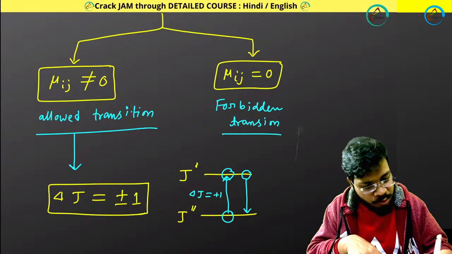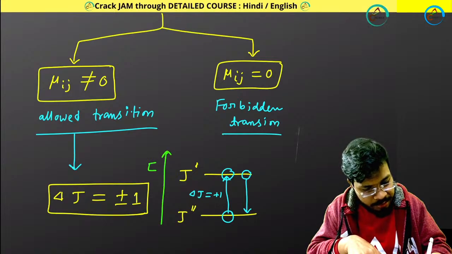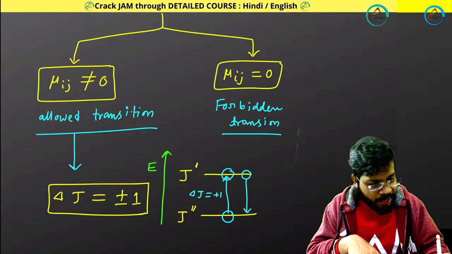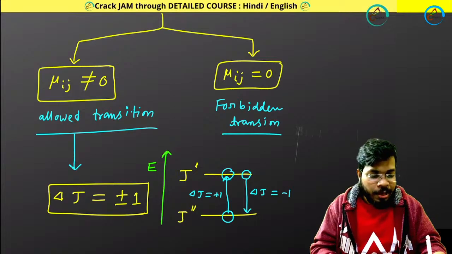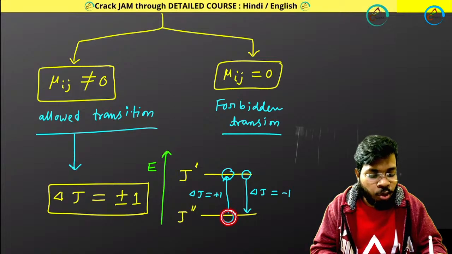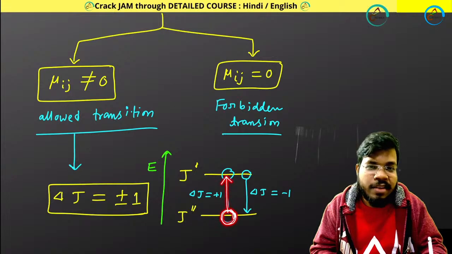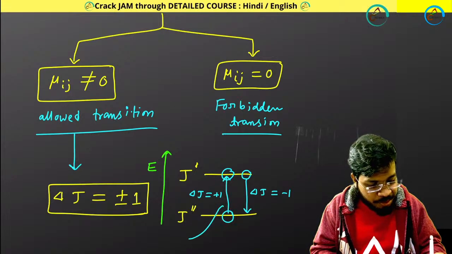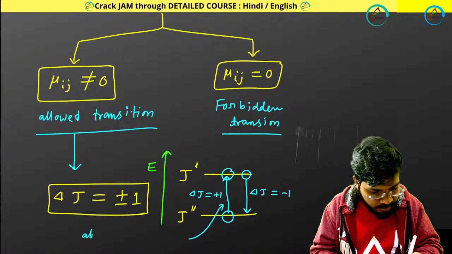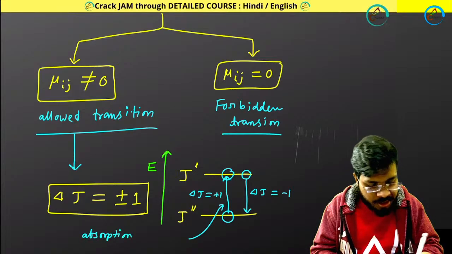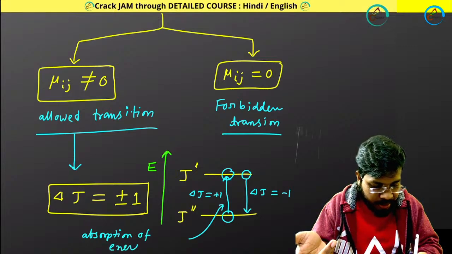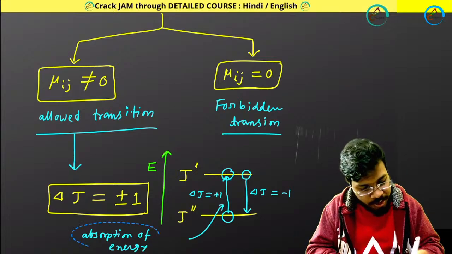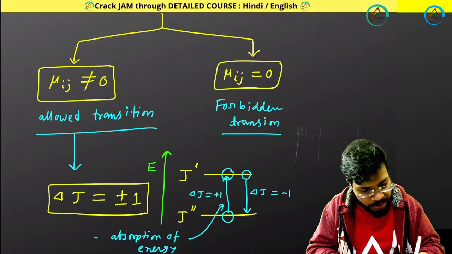Here delta j will be minus 1. I already told you, if any molecule goes from a lower energy level to a higher energy level, there is absorption of energy, and after absorption of energy you will get the absorption spectra.